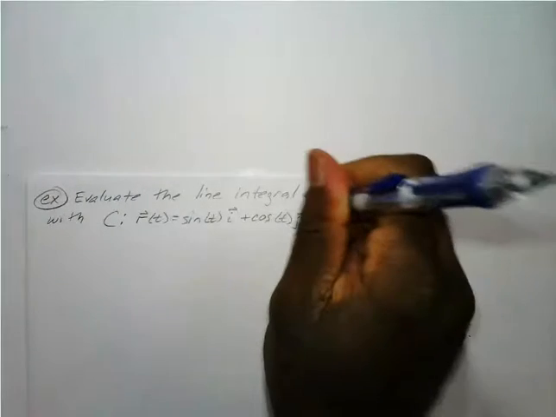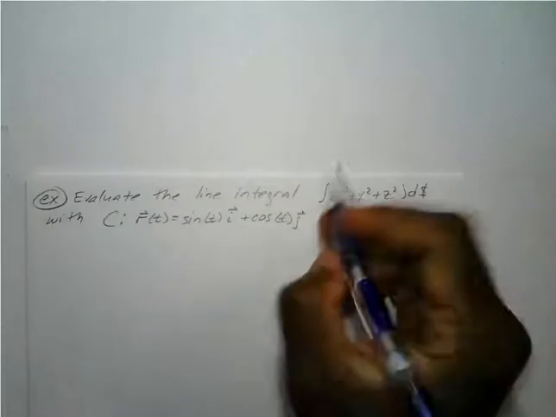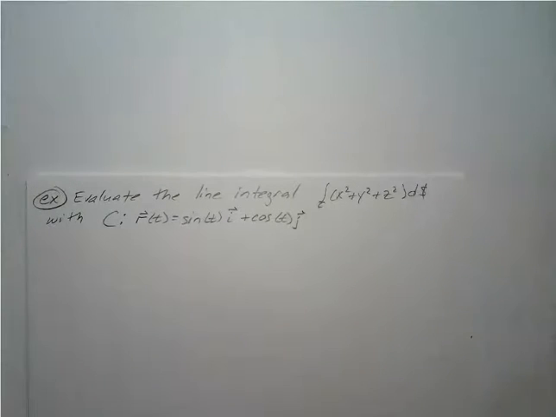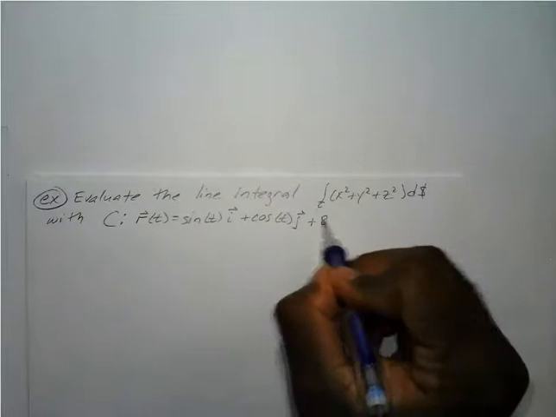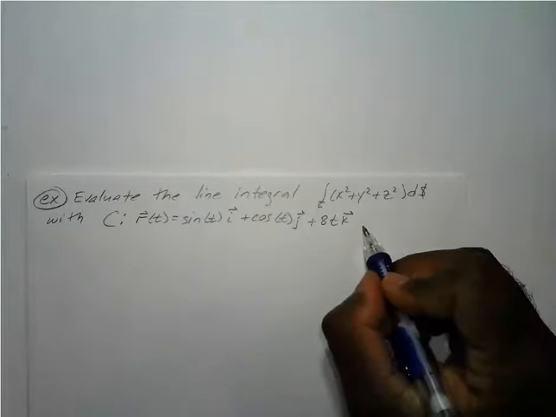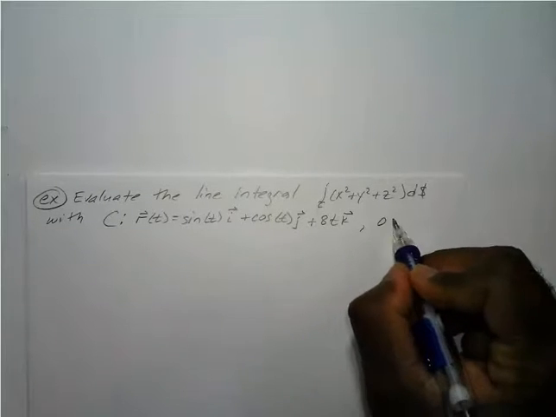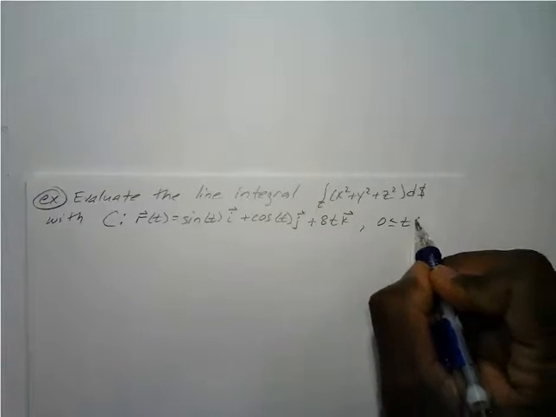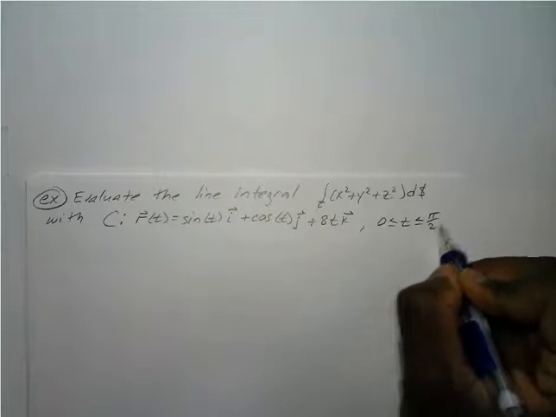I probably could have moved that down a little more. Let me move this c up some. There we go. Plus 8t times the k unit vector. And that's for the interval t between 0 and pi over 2.